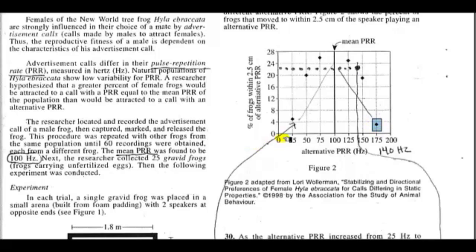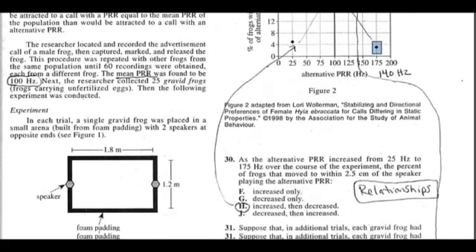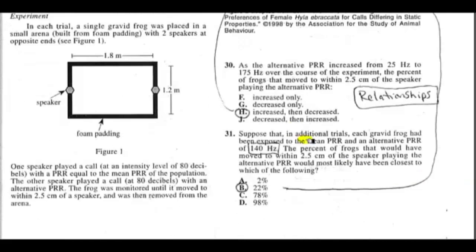So it looks like we are going to increase, increase, increase in the percentage of frogs till we hit the median, and then we are going to decrease. So we are going to look for an answer choice that says the same thing as what we just saw here in figure 2. Increase, then decrease. That will give us the correct answer for problem 30 as being H. Simply just look at figure 2, answer the question.